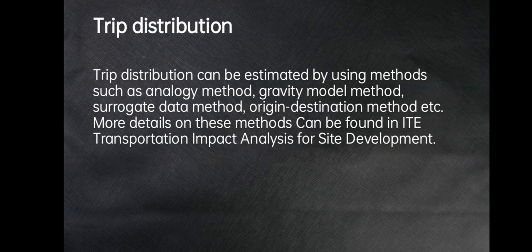Trip distribution. Trip distribution can be estimated by using methods such as the analog method, gravity model method, surrogate data method, origin-destination method, and etc. More details on these methods can be found in the ITE Transportation Impact Analysis for Site Development. So, trip distribution is using a method for site development.